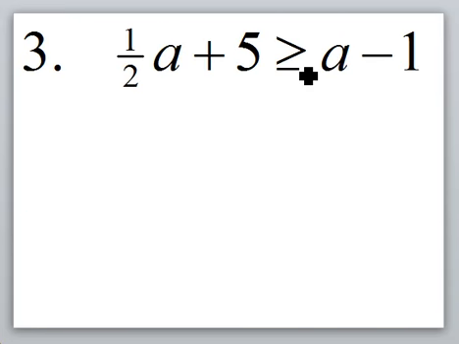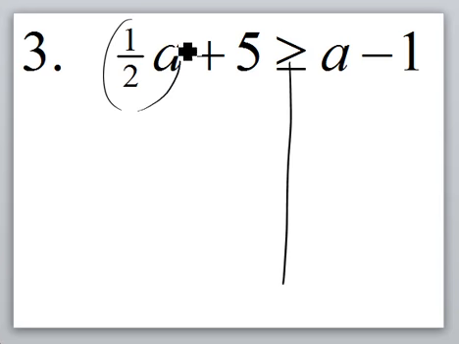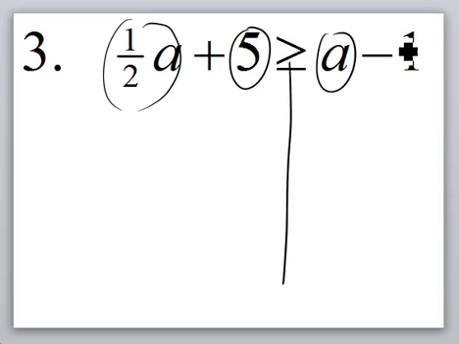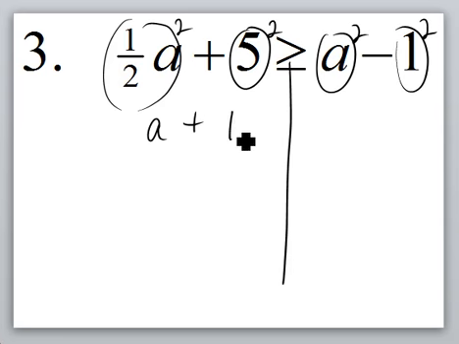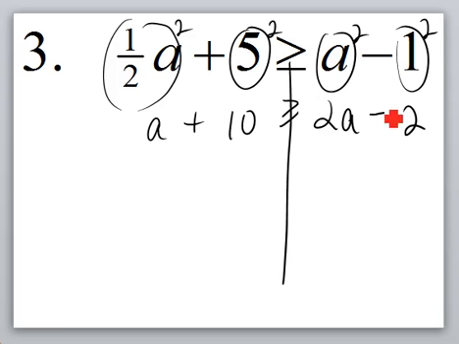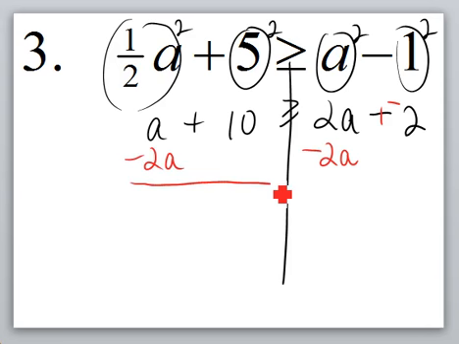Next example, I've got a fraction, so I need to get rid of my fractions. We know we multiply every term by the common denominator, which would be 2. That gives me a plus 5 times 2, which is 10. A times 2, which is 2a, minus 1 times 2 is 2. I'll go ahead and change my signs to plus the opposite at this time. This time I'm going to pick the 2a, just so you guys can see me divide by a negative on both sides. I honestly would probably move the a to the other side, but it doesn't matter which order you do it. You'll still end up with the same answer in the end.